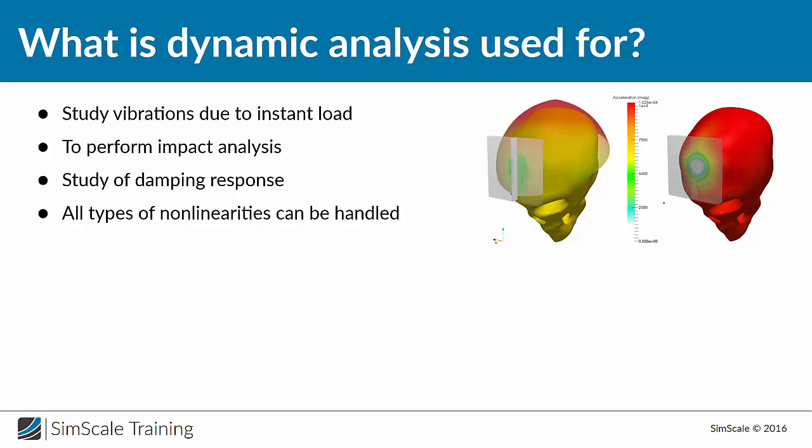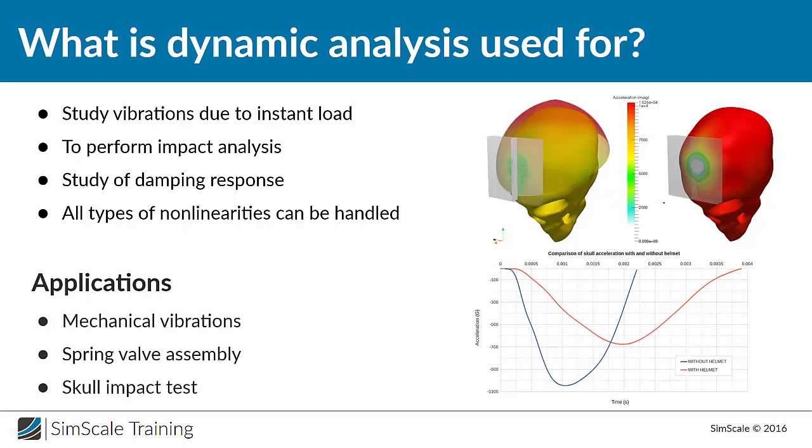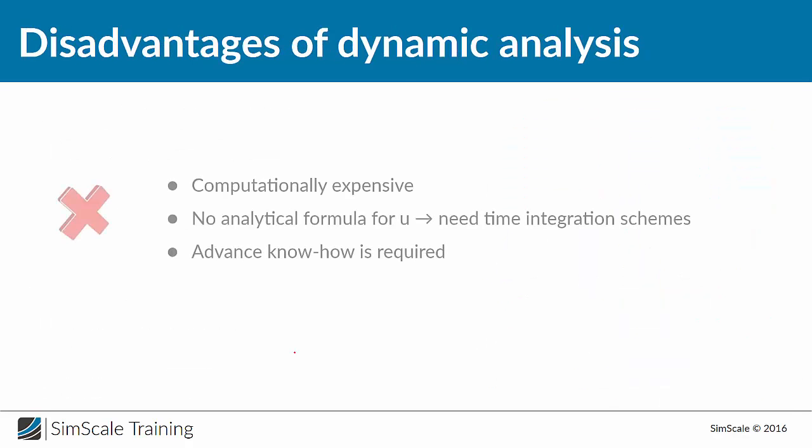Well, this is a completely different example. This is a kind of drop test of a human head bone, with and without the helmet. And here you can really see the difference. So this skull hit this plate with the same velocity, and here you can see the difference of the acceleration, which is much smaller if you wear a helmet.